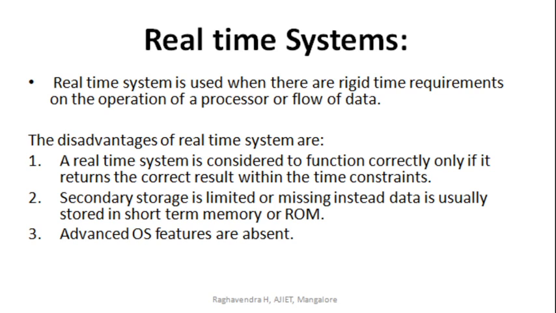So the disadvantages of real-time systems are, first, a real-time system is considered to function correctly only if it returns the correct result within the time constraint. If it returns the correct result within the time constraint, then it is a real-time system.